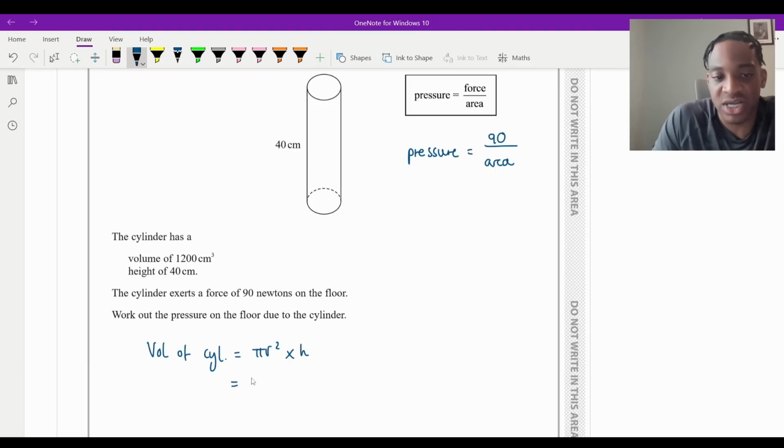Because all we can do here is say that this is the area that we're looking for, the area of the face here, which is this circle. We times this by h. So I've got this here, volume of the cylinder. Now, let's look at our formula and see what we know.